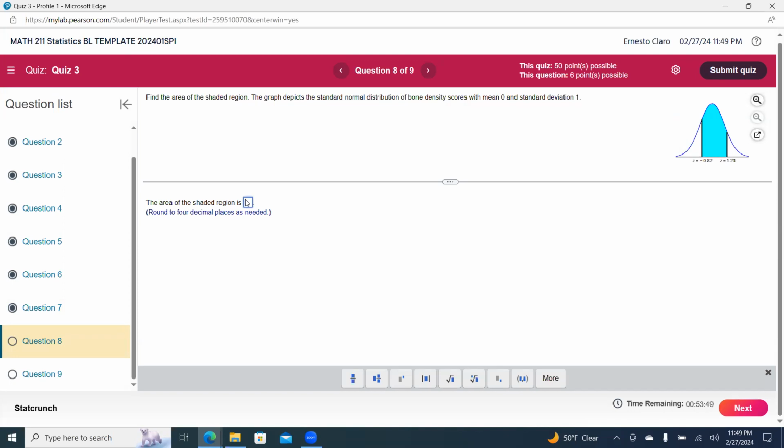Okay, so just normal CDF, the area in between two values. Negative 0.82, positive 1.23. I get 0.6845.